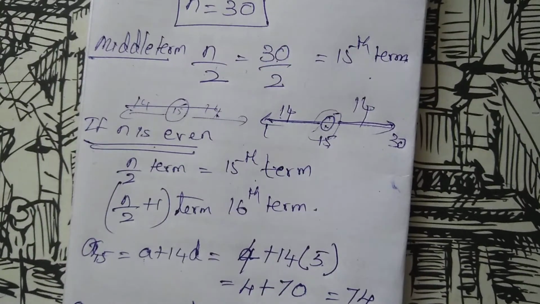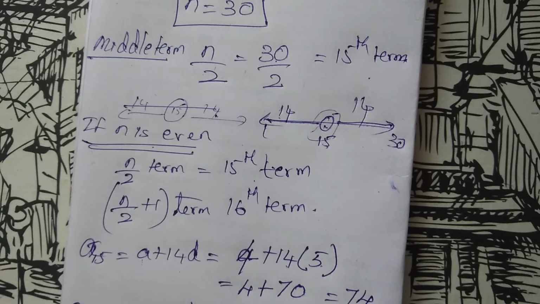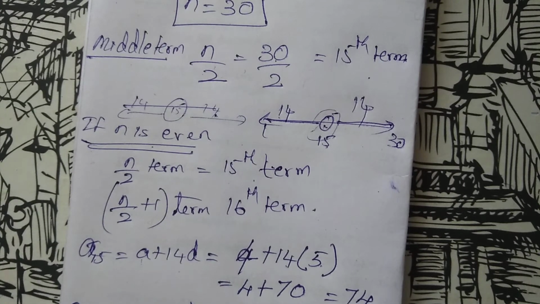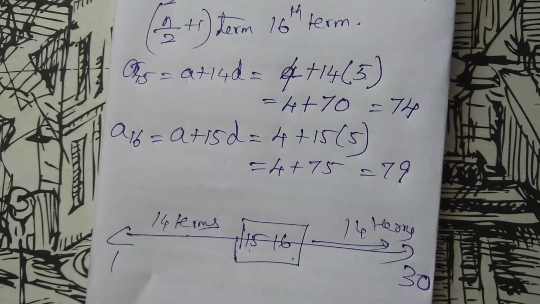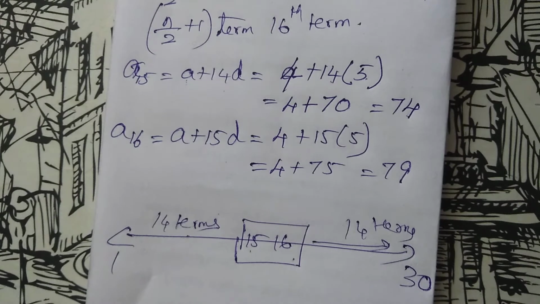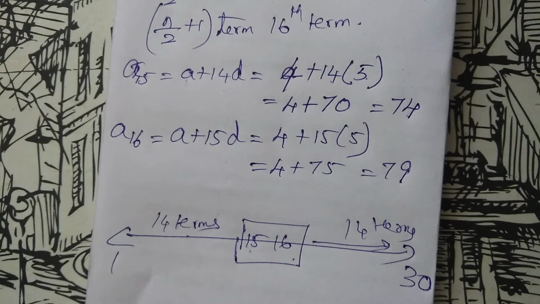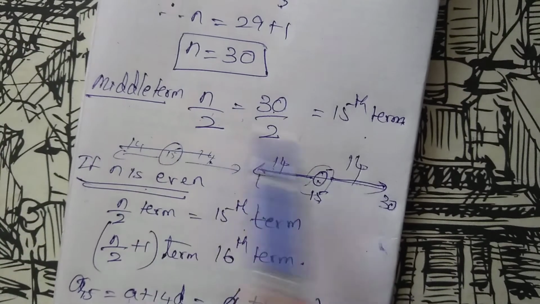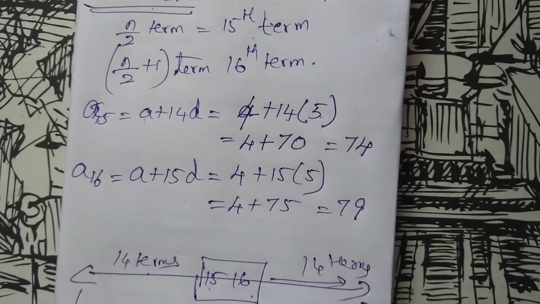So this is a basic concept which you have to understand. It's not like a middle term means you do half of that. In an AP, when n is even, we find the n by 2 term and the next term also, so that both the terms will become the middle terms of an AP. This is one of the important points. Normally, you will find the n by 2, 15th term, and finish it off. That is where you will go wrong. So do the sum, practice properly.